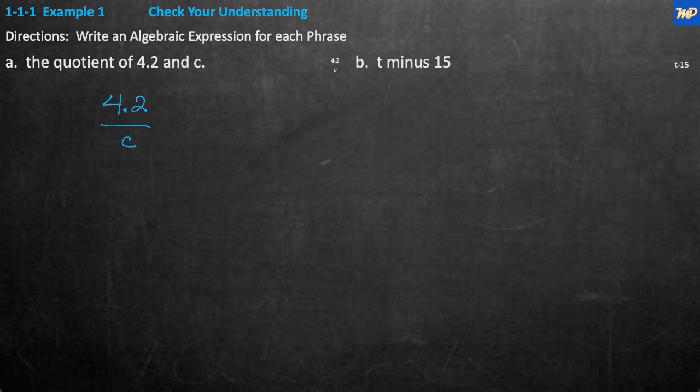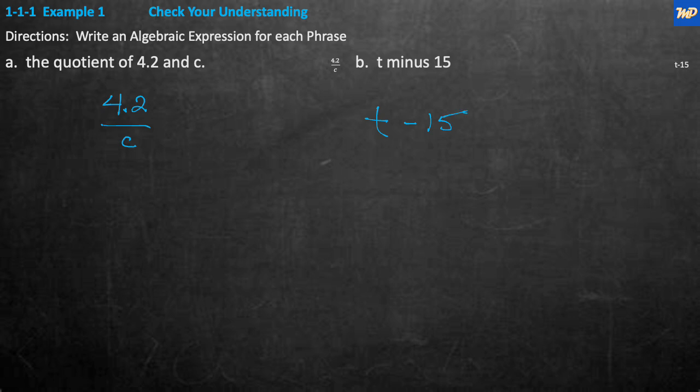And if we look at B, it says t minus 7. In that case, this is subtraction. We know minus means subtraction. And it's the first number minus the second number. So again, that's t minus 15.